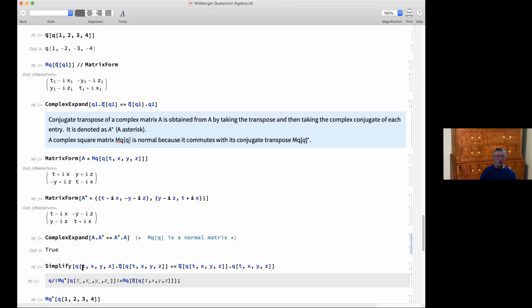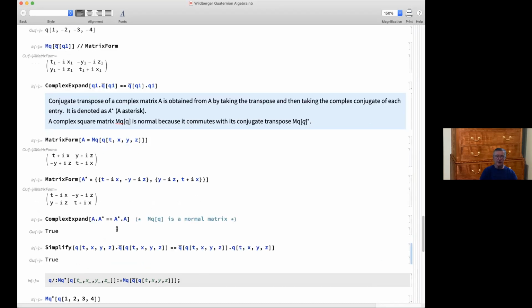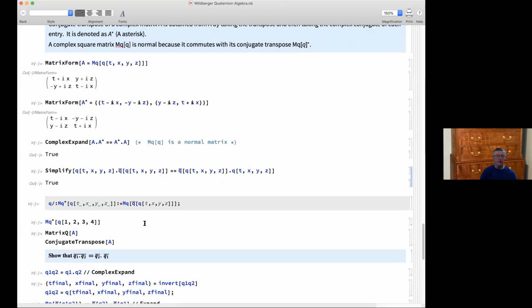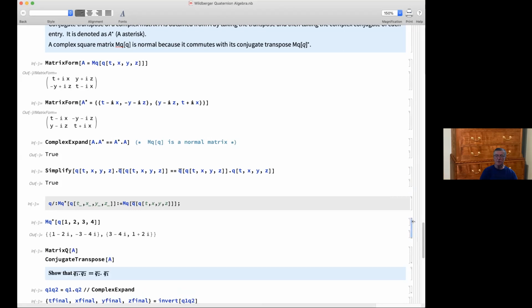We can also show that a quaternion times its conjugate commutes with its conjugate times the quaternion. So still staying in symbolic form, we show that that's true. We can also show that the matrix conjugate transpose is equal to the matrix of the conjugate of the quaternion. So all these relationships turn out to be true.